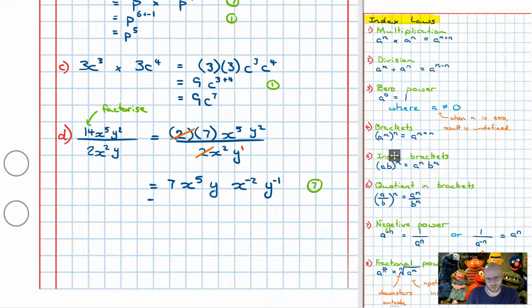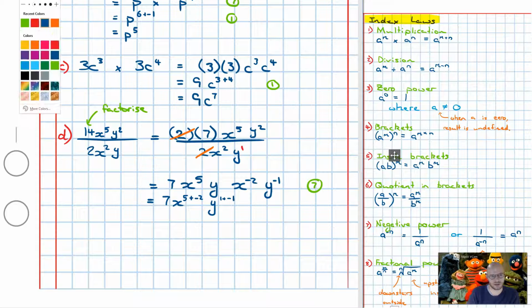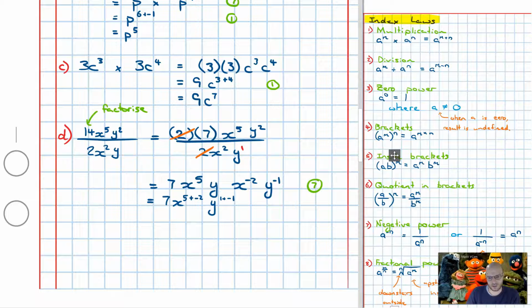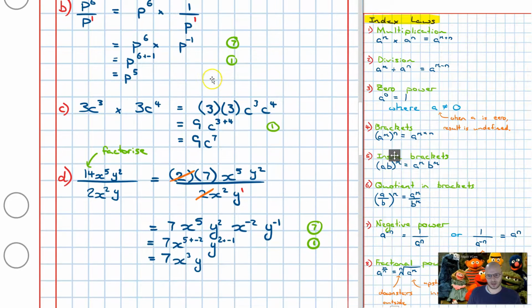Now using index law 1, we're going to go 7x to the 5 plus minus 2, y to the 2 plus minus 1. So there's a 1. No, that's not a 1. That's a 2 still. Very good. Alright, so we're going to go 7x to the 5 plus minus 2 is 3. Then y is going to be an implied 1. So the answer to this is going to be 7x cubed y1, or we can just get rid of the 1 and say 7x cubed y. Nice and easy. Alright, moving on.